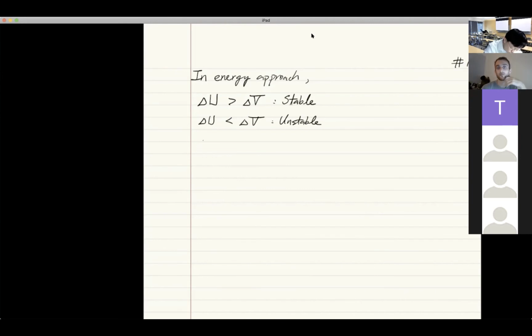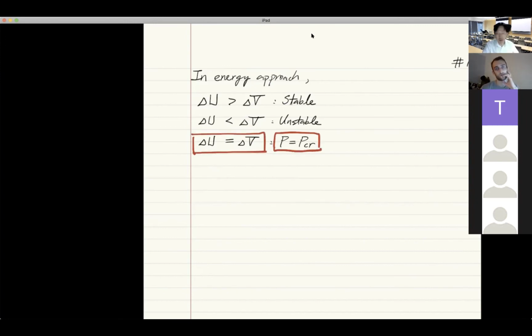And when the change of strain energy equals the change of external work, this is the condition we use to determine critical load. When this is true, the corresponding force equals the critical force or the critical load. So this is how you're going to determine buckling force by using this condition.